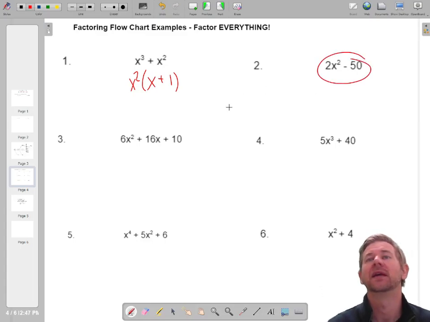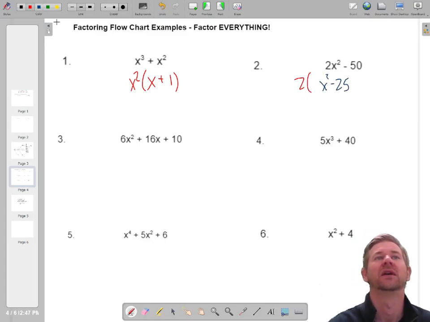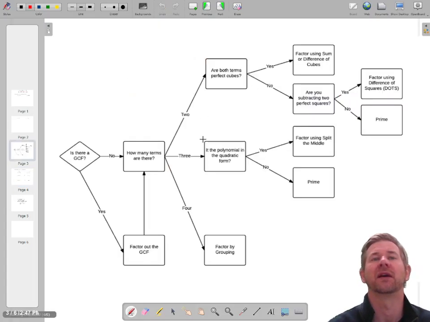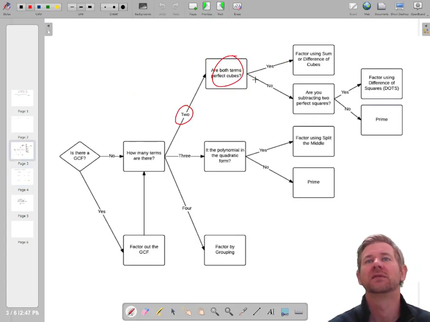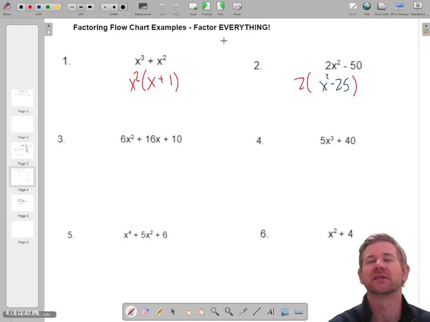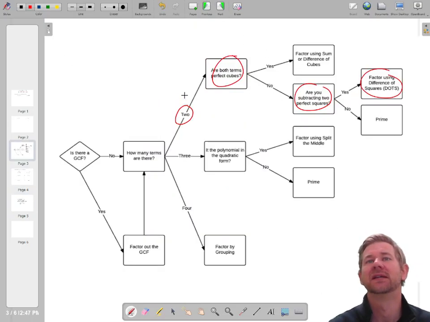Second problem, is there a GCF? 2 and 50? Yup, GCF. So if I factor out a 2, I have x squared minus 25. And now I go back to the flowchart and I'm like, all right, two terms. Are they both perfect cubes? No, 25 is not a perfect cube. x squared is not a perfect cube. So no. All right, are you subtracting two perfect squares? Yeah, x squared and 25 are both perfect squares. So then that means this must be DOTS.